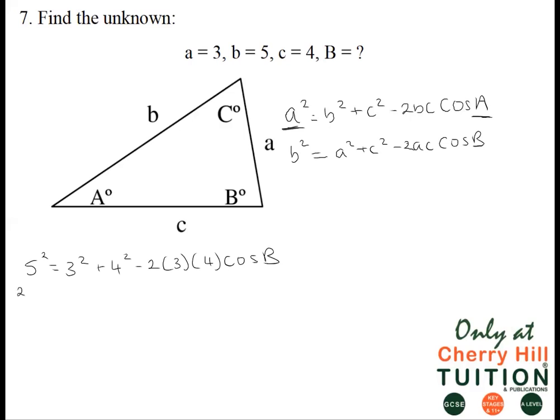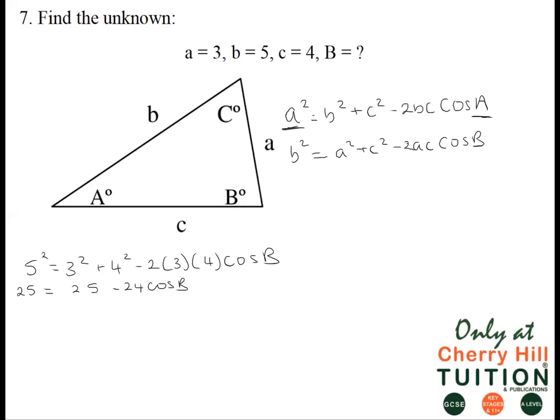5 squared is 25, 3 squared is 9, plus 4 squared, which is 16, minus 2 multiplied by 3 multiplied by 4. So 3 multiplied by 4 is 12, and then we double this, giving us minus 24 cos of b. And 25. So what we can do to save space is simplify this straight away. So 9 plus 16 is 25. So 25 is equal to 25 minus 24 cos b.